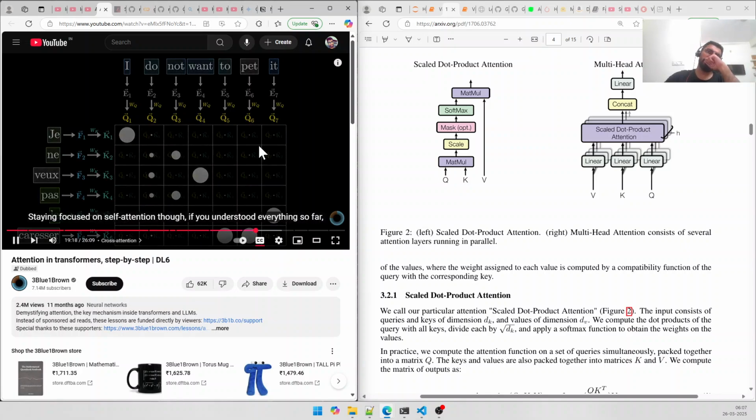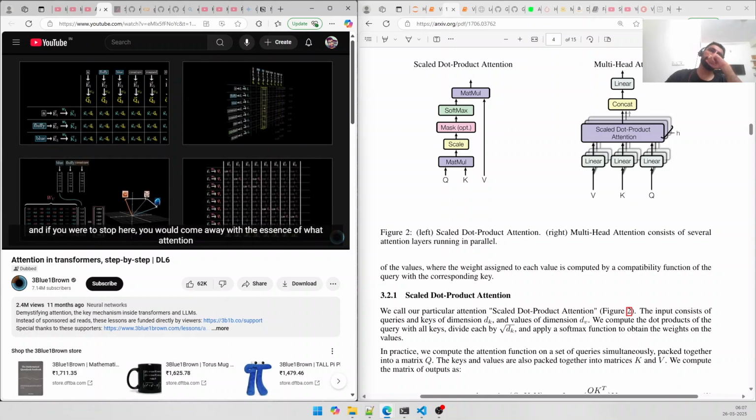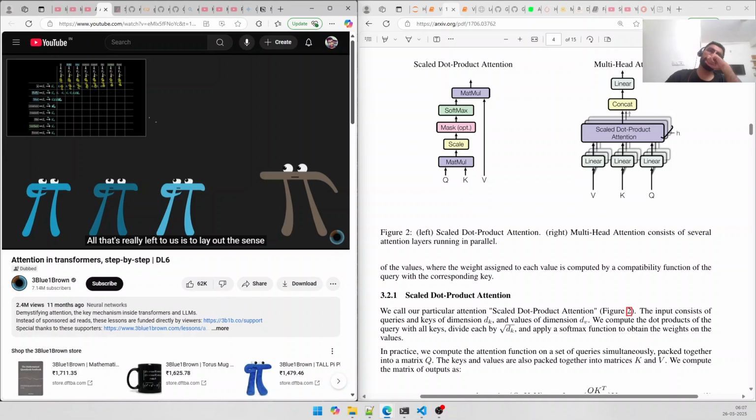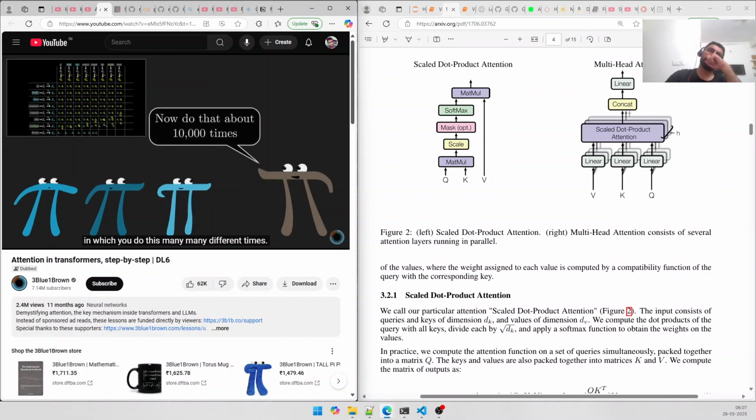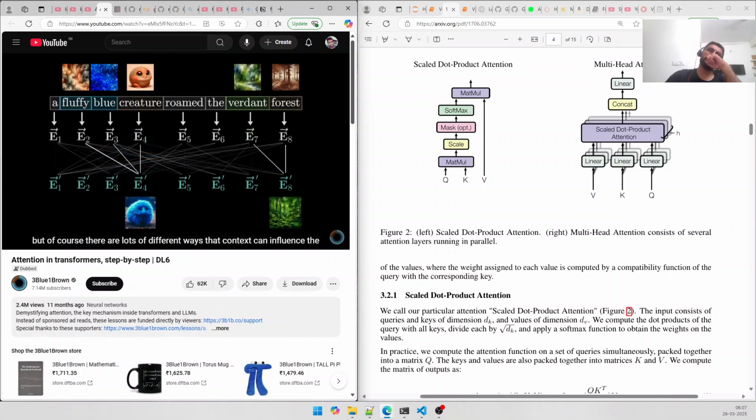Staying focused on self-attention, though, if you understood everything so far, and if you were to stop here, you would come away with the essence of what attention really is. All that's really left to us is to lay out the sense in which you do this many, many different times. In our central example, we focused on adjectives updating nouns, but of course, there are lots of different ways that context can influence the meaning of a word.